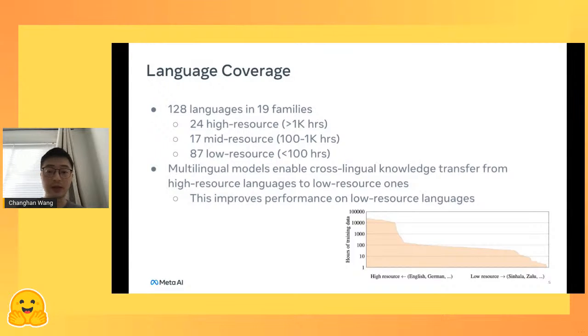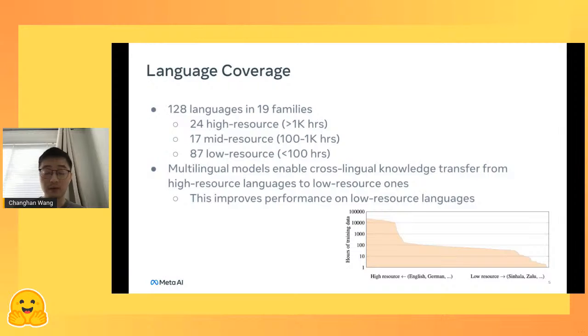XLSR covers 128 languages, but these languages by nature do not have an equal number of speakers in the world and equal amount of open data for model training. We can see from the figure on the bottom right that the data distribution by language is very long-tailed. There are only 24 high-resource languages with more than 1,000 hours of training data. And there are 87 low-resource languages which have less than 100 hours of training data.